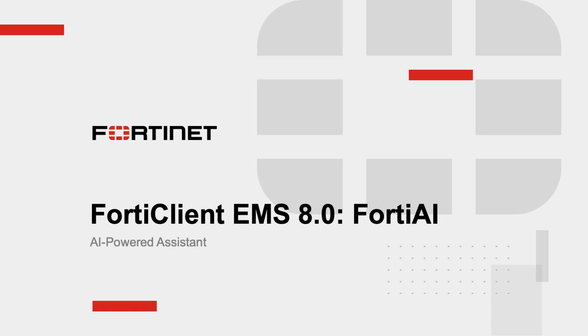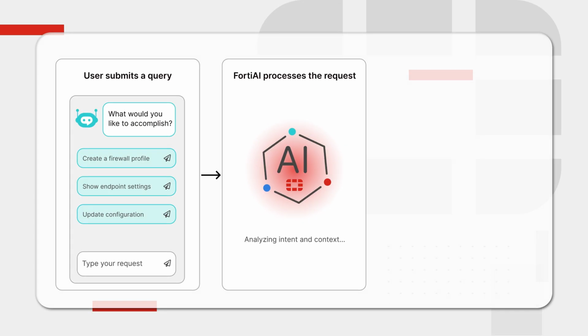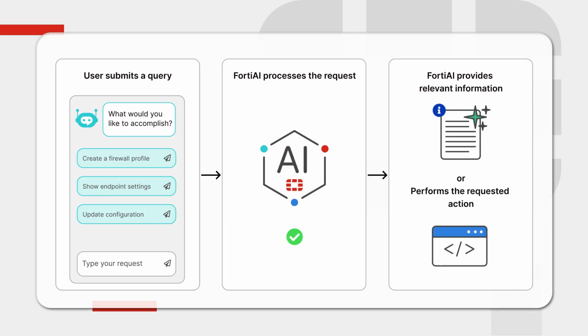Hello and welcome. In this video, we will learn about EMS FortiAI, an AI-powered assistant designed to help customers locate, update, and configure EMS settings. Users can submit queries describing their requirements or desired configurations, and the system returns relevant information or performs the requested actions, such as adjusting settings or creating profiles.